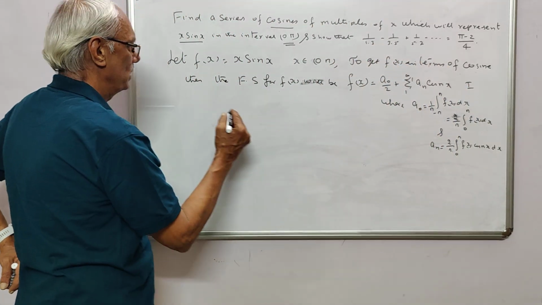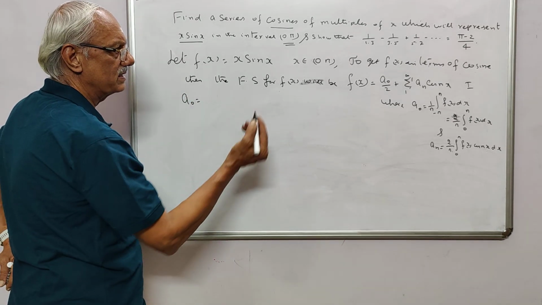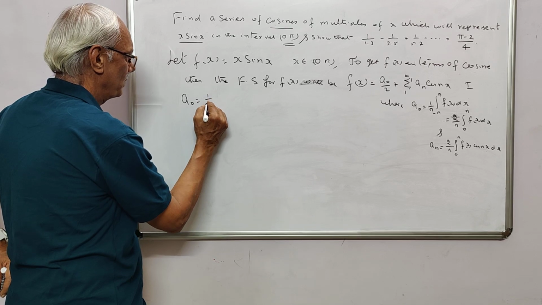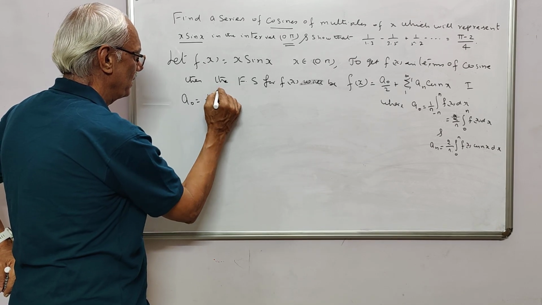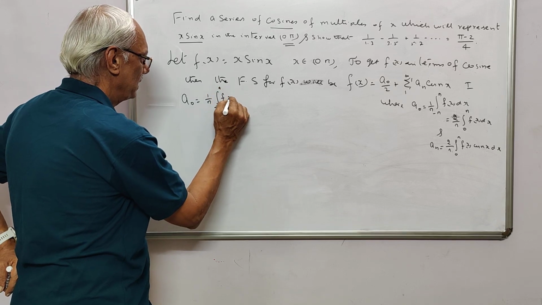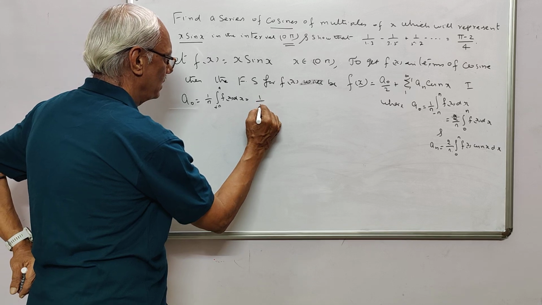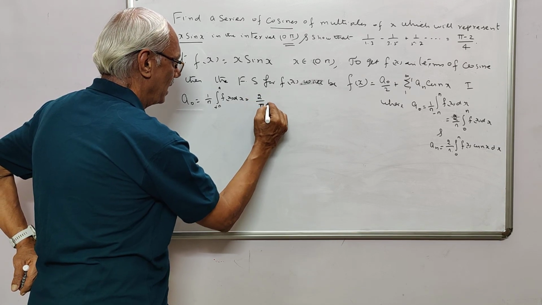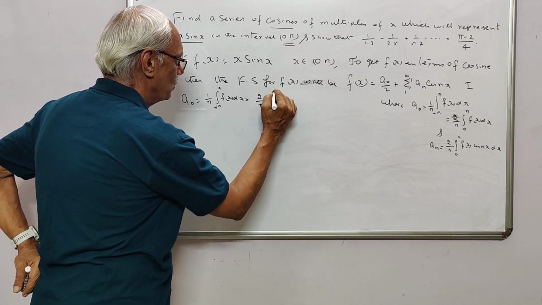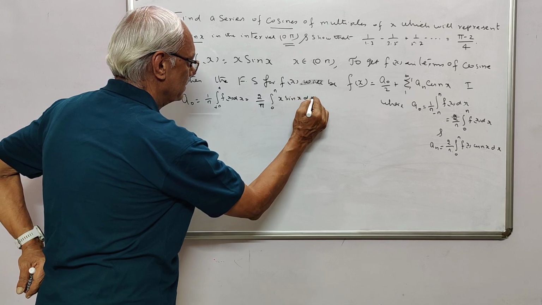Now let me start doing this. What is your a naught now? Now a naught is equal to, I will start doing this. It is 1 by pi, integral from minus pi to plus pi of f of x dx. So this is equal to 2 by pi, I'll straight away write, integral from 0 to pi of x sine x dx.